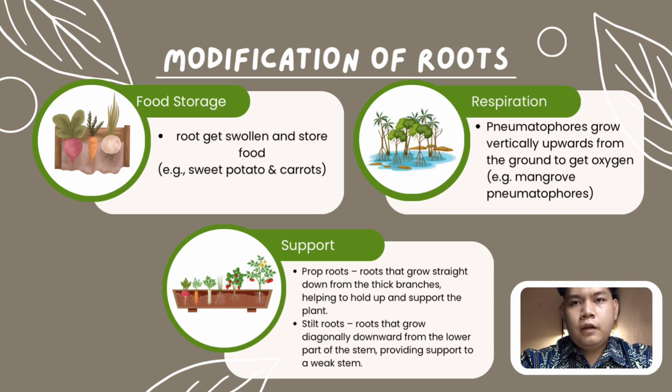And finally, certain roots help the plant to stay upright and stable. There are two types shown here. Prop roots, which grow straight down from the thick branch and give support. A good example is the banyan tree. The second one is stilt roots, which grow diagonally downward from the lower part of the stem to support weak stems. These are often seen in plants like sugarcane and maize.